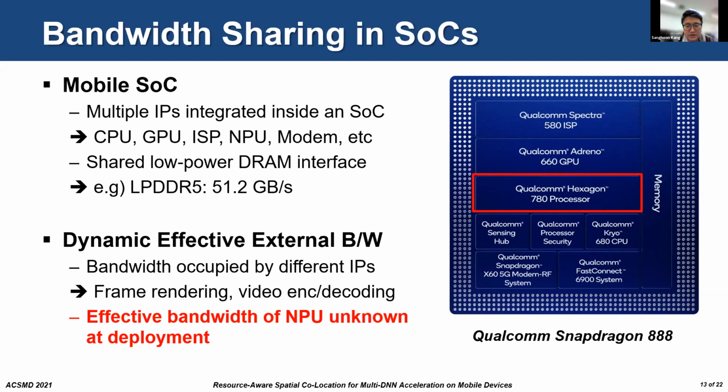Furthermore, how much of the bandwidth an MPU can exploit is unpredictable. Tasks such as frame rendering, video encoding and decoding are handled in different IPs inside the SoC, but they require an excessive amount of memory access, which in turn will limit the accessible bandwidth of the MPU. This leads to a design challenge: the effective bandwidth that the MPU can use is unknown when the developer deploys a DNN-dependent application.